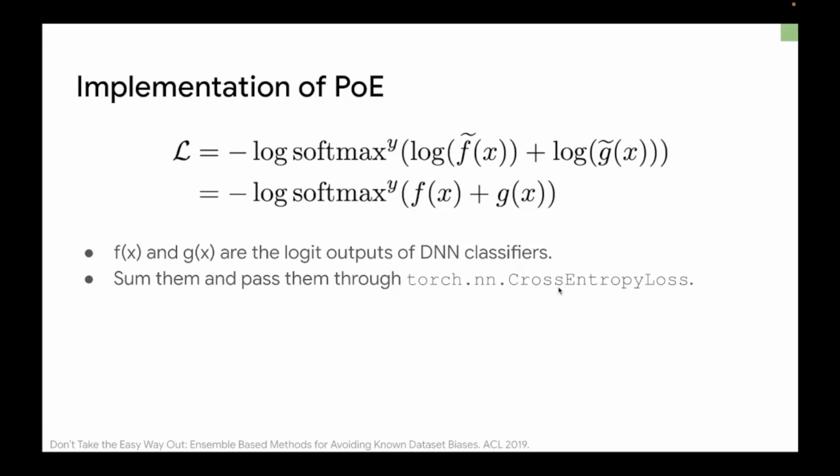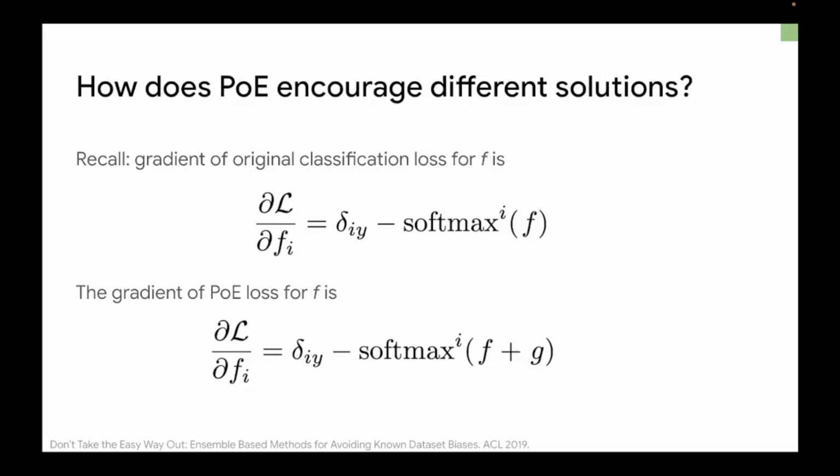Okay, so in practice, product of experts is fairly easy. You just sum over all the individual logit values from the networks of the different experts, then put a softmax on top, and then apply the negative log likelihood on top. So the method is very easy, but now the question is how does that encourage different solutions for f and g? For that, we have to recall what the gradient for cross entropy looks like. If you take the gradient with respect to the logit values, especially the index i, for the cross entropy loss, what you get is delta_iy minus softmax of i, f. In other words, it's a one-hot vector minus the probability vector. So far, so good.